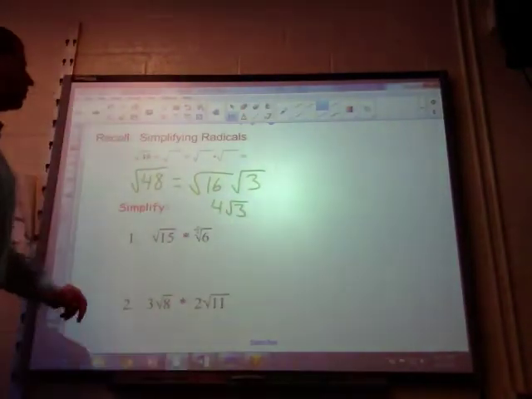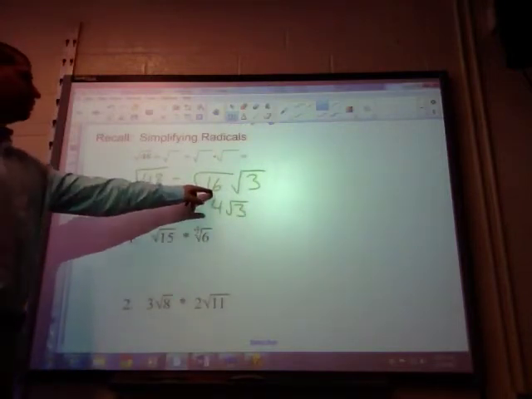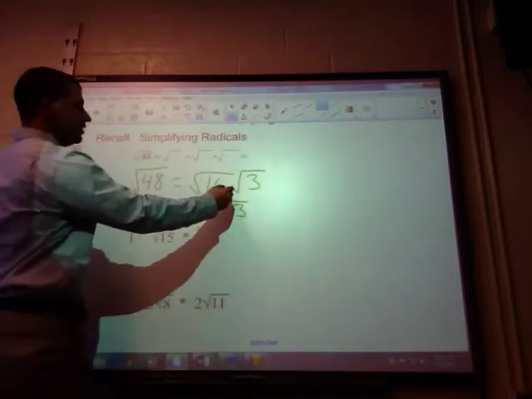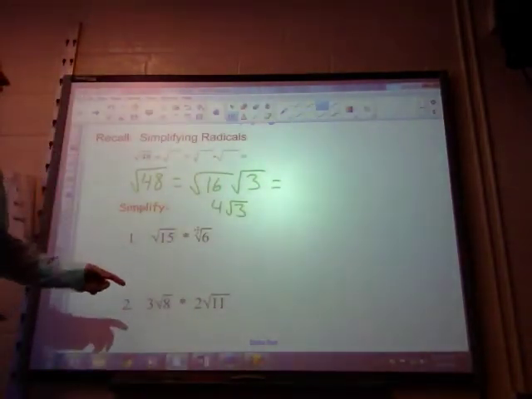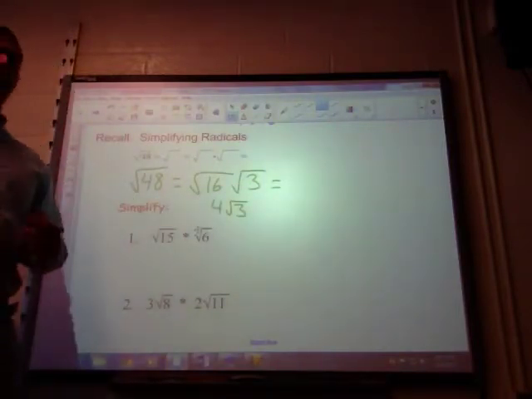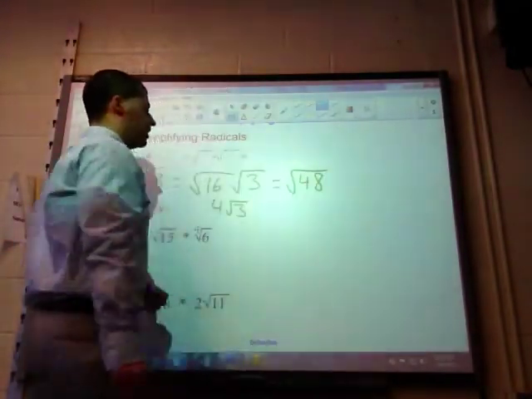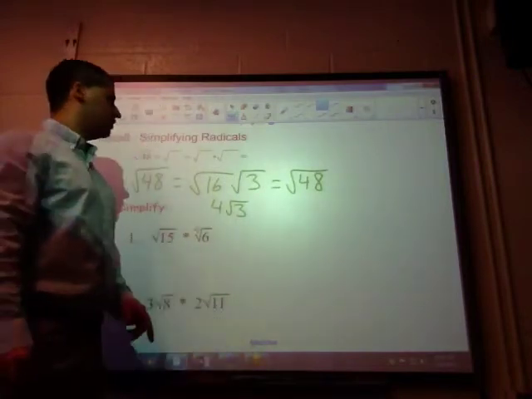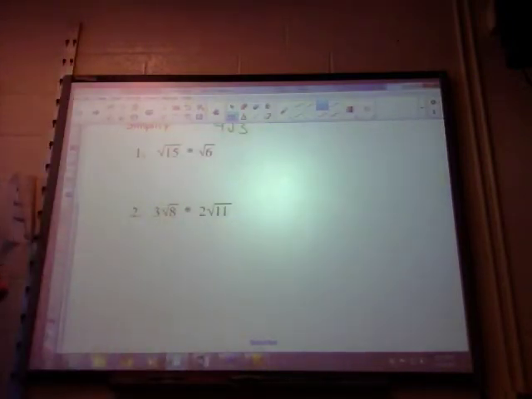But at the same time, we were able to simplify it by breaking this apart into something that's a factor of it, that's a perfect square, and whatever's left over. And if we were to multiply these two radicals, you'd think we'd end back up with 48. So you multiply what's basically under the radical. So you multiply the two radicands and get radical 48. So let's apply this to a couple other problems. What you want to do first on these problems is multiply and then simplify.